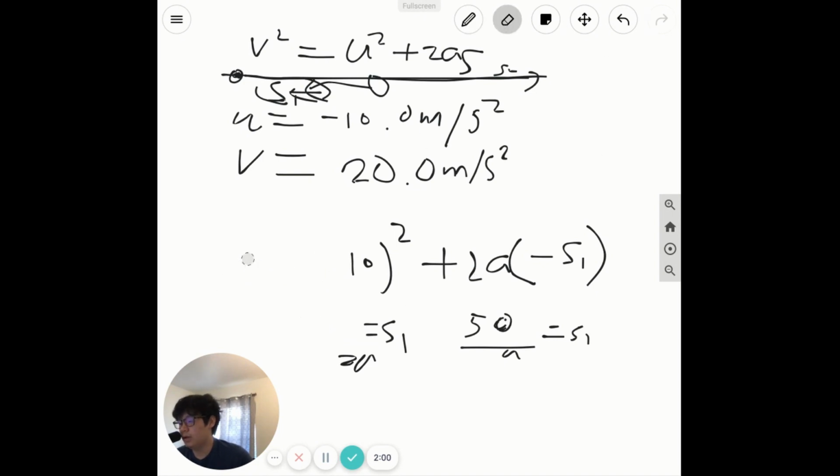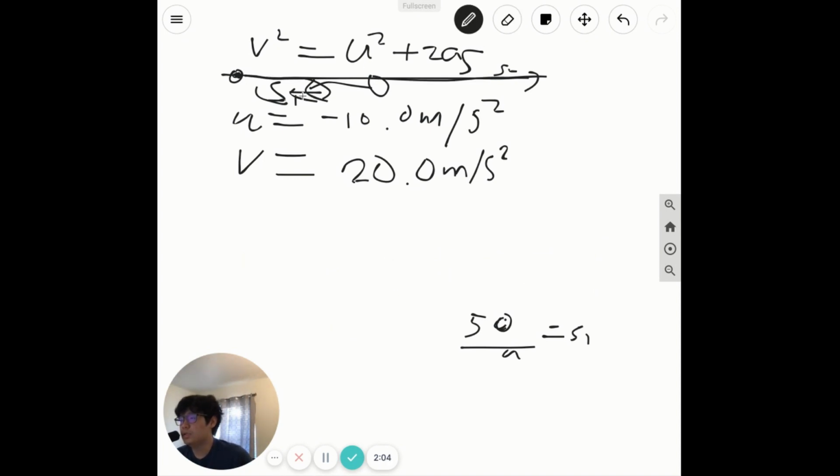Okay, let's try the same analogy here. So since s2 is positive, we don't care about that. So it's 2a s2 plus initial velocity is starting here, so 0, and final is 20 squared, so 400. So divide by 2, you get 200. So s2 is equal to 200 over a.